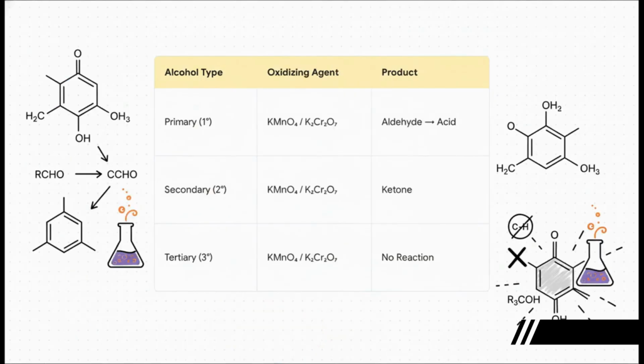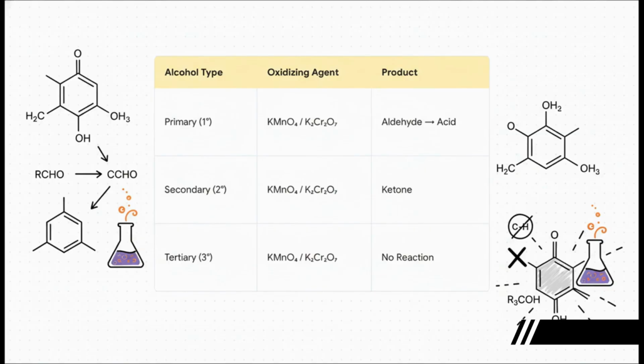And our third method is oxidation. A primary alcohol will oxidize all the way to an acid. A secondary alcohol, it stops at a ketone. But the real star of the show here is the tertiary alcohol, which does nothing. It shows no reaction. And why is that?